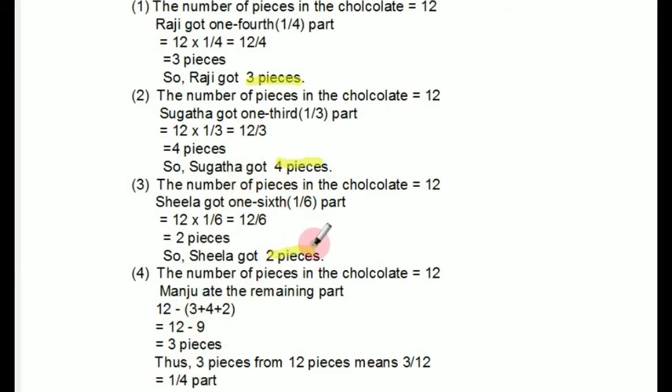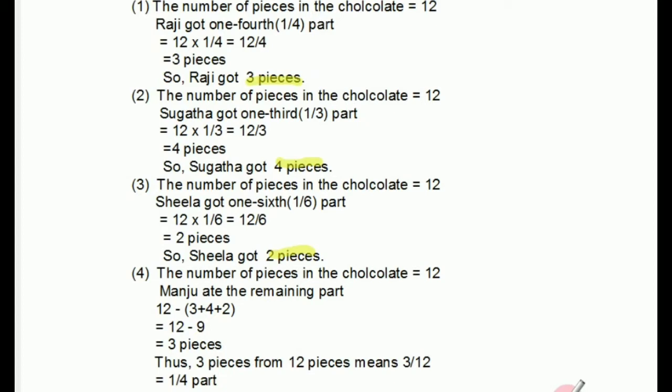So 3 plus 4, 7 plus 2 is equal to 9. So 12 minus 9 is equal to 3 pieces. Not 3 pieces, but in the question what is asked? In the question it is asked, what part of the chocolate did Manju eat? Here part is asked. Piece is not asked, part is asked.